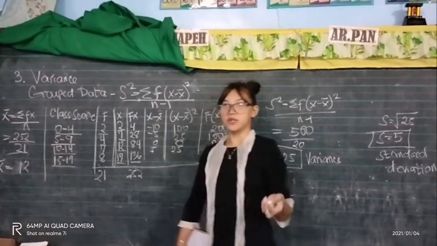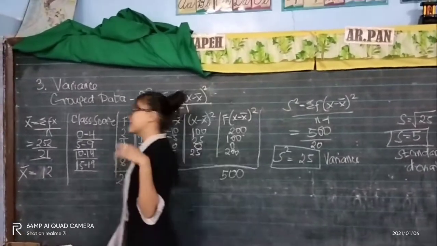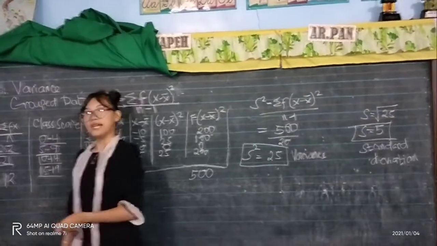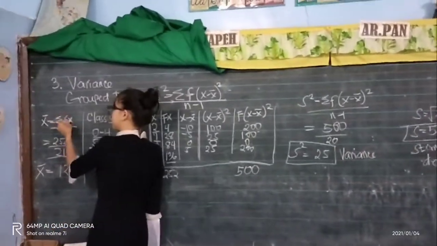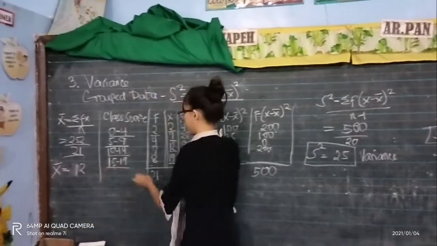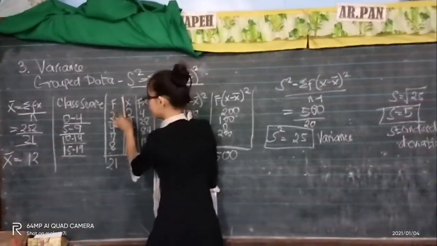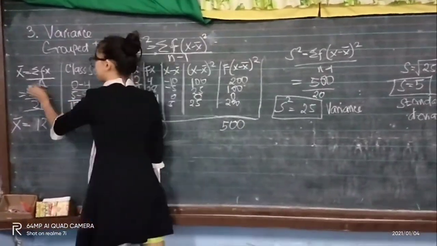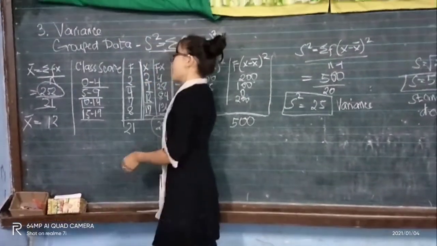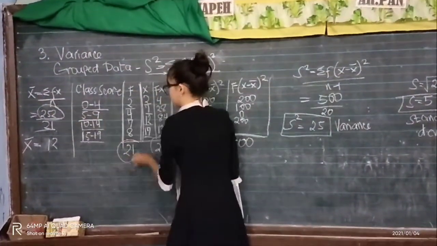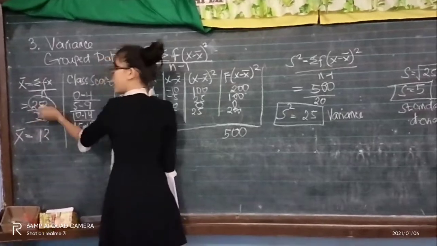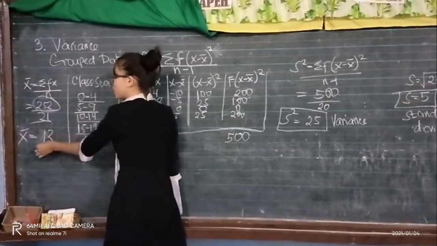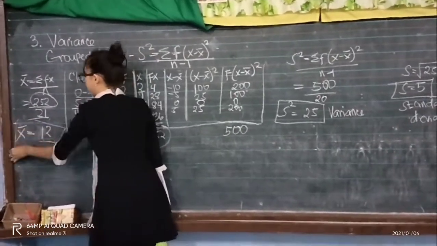We're going to compute our mean first. As I discussed earlier, the formula for the mean is the summation of f times x over n. Our summation of f times x is 252, and our n is 21. So 252 divided by 21 is equal to 12. This is our mean.